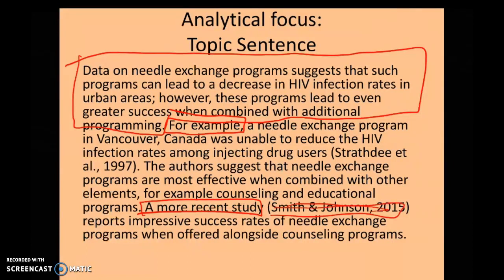But just to get the point across, a more recent study reports impressive success rates of needle exchange programs when offered alongside counseling programs. So again, those are all the sentences in the rest of the paragraph after the topic sentence, and they support the idea of the topic sentence that needle exchange programs are particularly effective when combined with additional programming, and here we get some examples for that.